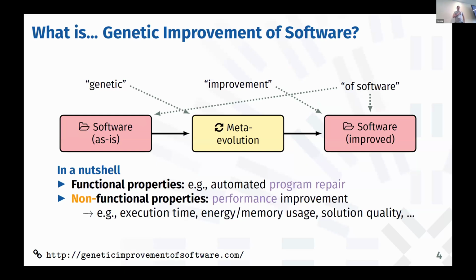So what is genetic improvement of software? Because if you just type genetic improvement into Google Scholar, you get a lot of biological stuff. So we are genetic improvement of software. Basically, you're taking software as it is right now, you apply some kind of meta-evolution, and you get an improved software. You can use that to improve functional properties of software. You might have heard of automatic program repair, which is the right avenue for functional improvement, but also improvement of non-functional properties of software, mostly execution time, but also memory consumption, energy usage, solution quality, a lot more. But mostly execution time. We wish we could do energy and memory better. But yeah, genetic improvement is all of that.